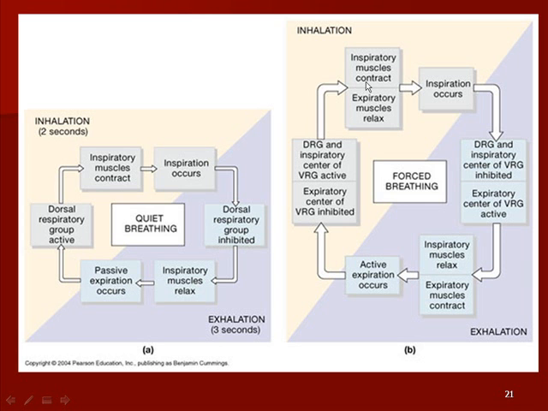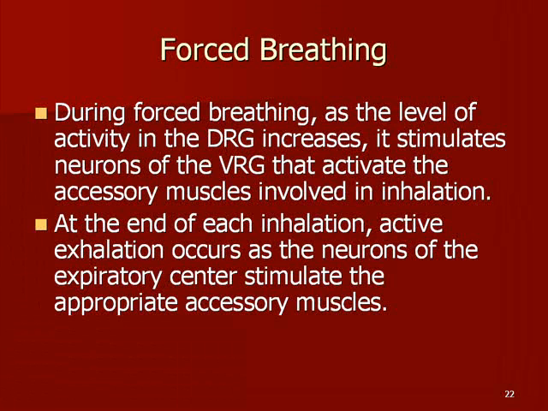In forced breathing, you see a similar cycle also demonstrated on this illustration. This is out of your textbook. During forced breathing, as the level of activity in the DRG increases, it stimulates neurons of the VRG that activate the accessory muscles involved in inhalation. Again, you should know the accessory muscles of respiration. At the end of each inhalation, active exhalation occurs as the neurons of the expiratory center stimulate appropriate accessory muscles.